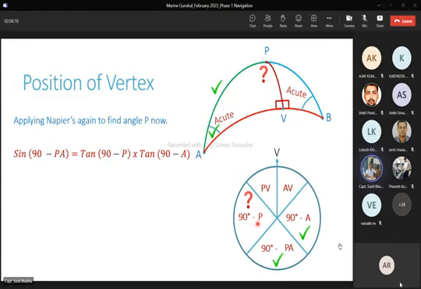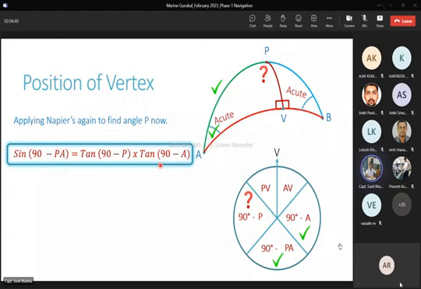So applying the Napier's rule, sine of the middle part, which is 90 minus PA, is equal to tangent of adjacent part 1, which is 90 minus P, multiplied by tangent of adjacent part 2, which is 90 minus A. 90 minus PA, the left hand side, is known to us, and 90 minus A is also known to us. The only unknown here in the equation is angle P. So when we put the known parts, we are easily able to obtain what is angle P.